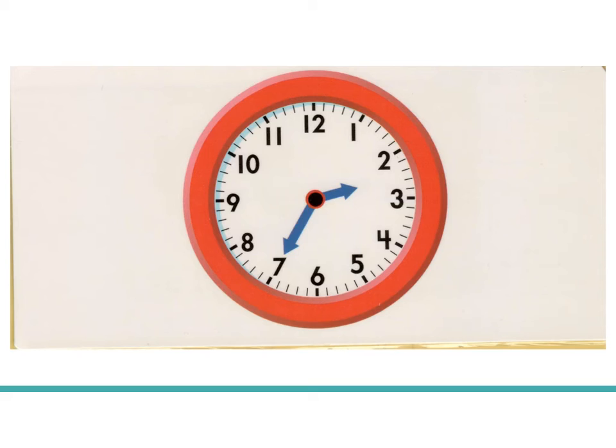Okay, this one, we can see that the shorthand is in between the 2 and the 3, so we know it's 2 o'clock something. And then let's count by the fives again. 0, 5, 10, 15, 20, 25, 30, 35. And this minute hand is right on the 35, so it is 2:35.